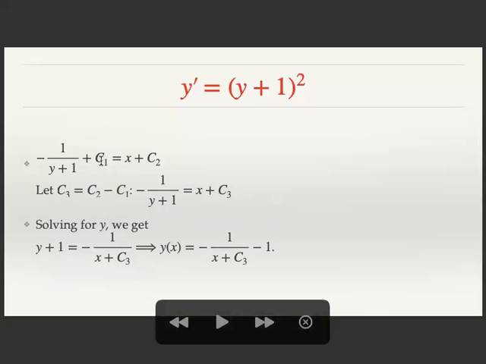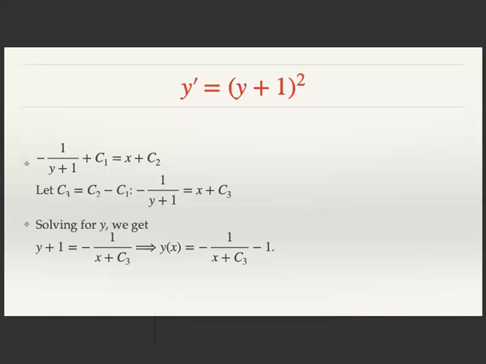And then the two constants may or may not be the same. So let's consider the difference of the two constants. I subtract the constant on the left-hand side from the one on the right-hand side. So we're left with just one constant, the difference of those two constants. So -1 over y plus 1 is equal to x plus c3.